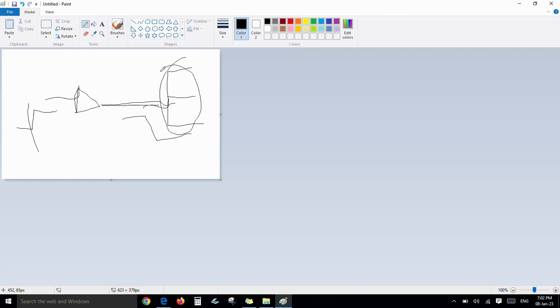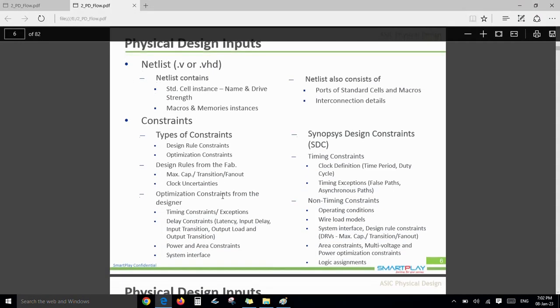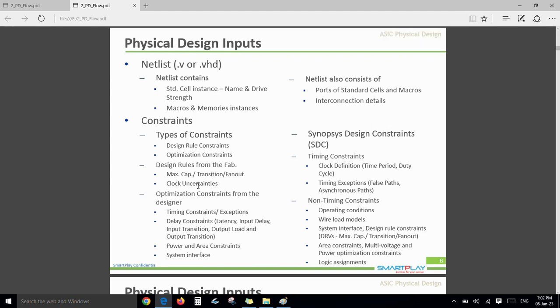Next, coming to capacitance. Output capacitance is nothing but the gate capacitance and the internal capacitance of the buffer plus the output load capacitance. That is capacitance. And clock constraints are nothing but skew plus jitter plus margin. So it may be setup margin or hold margin, we will discuss it later.